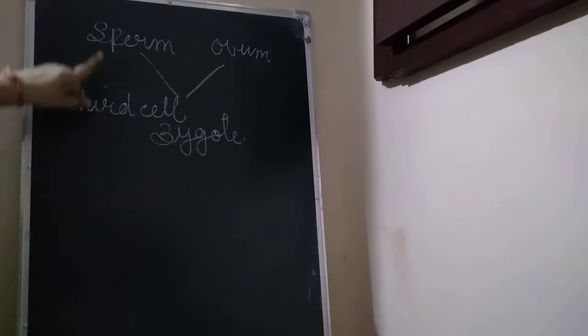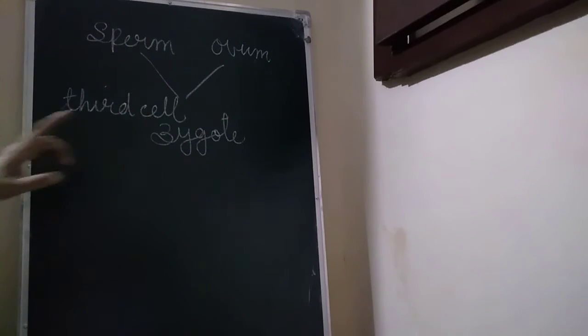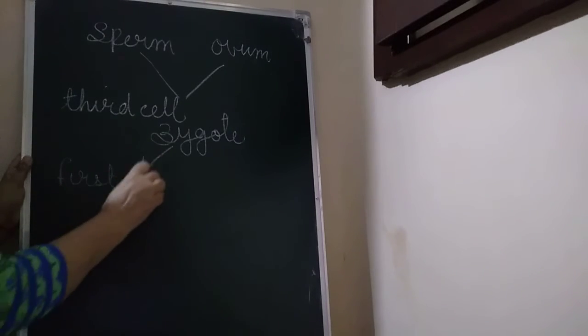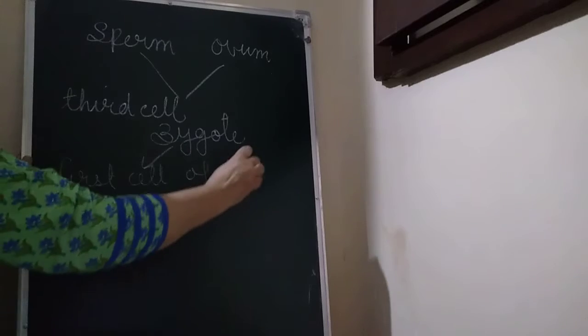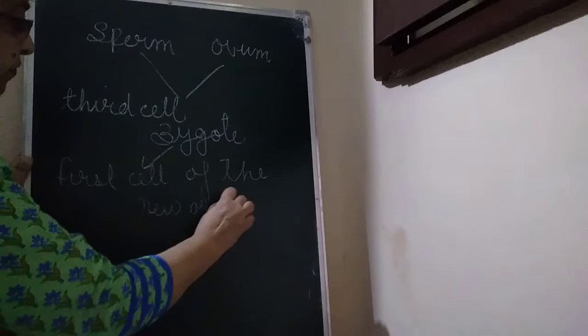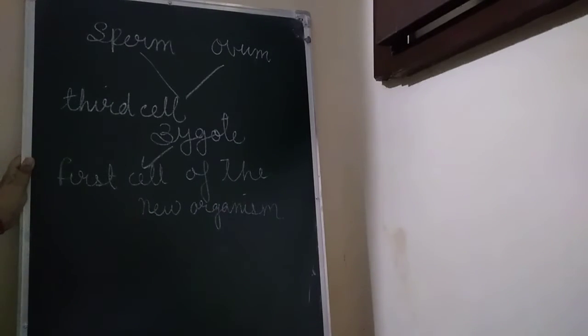The fusion of the sperm and the ovum is called fertilization, and the zygote is the first cell of the new organism. Okay children, it changes over a period of time to form a new organism.